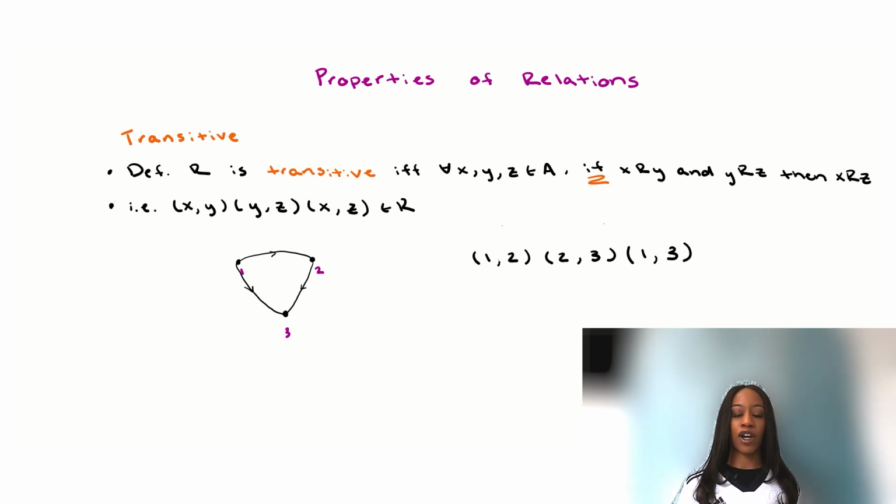So there you have it. We've gone over 3 properties of relations, that is the reflexive property, the symmetric property, and the transitive property.